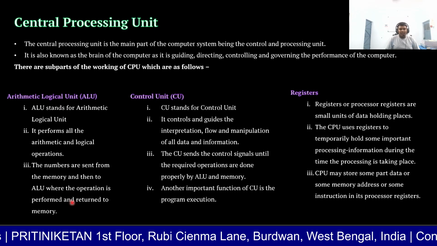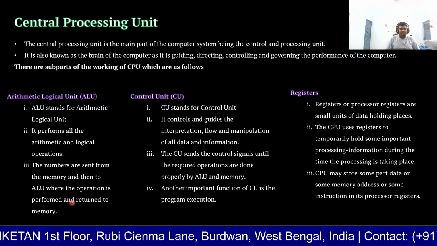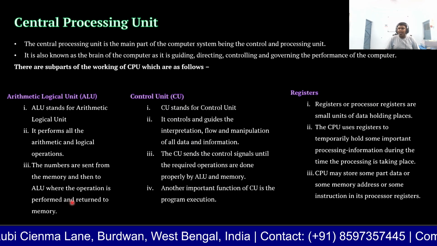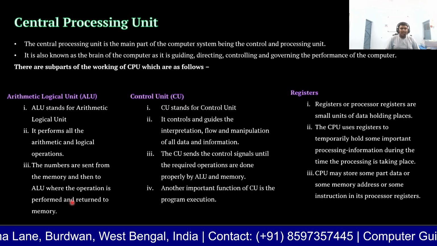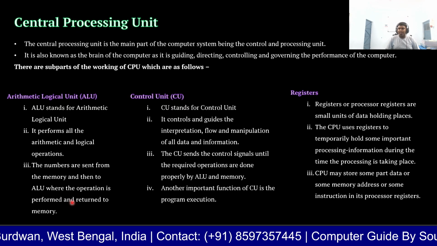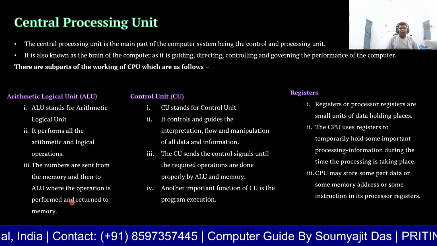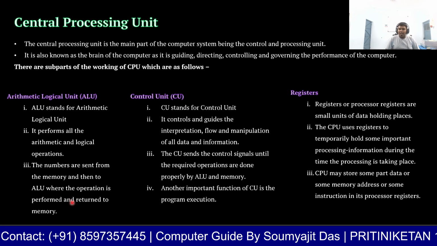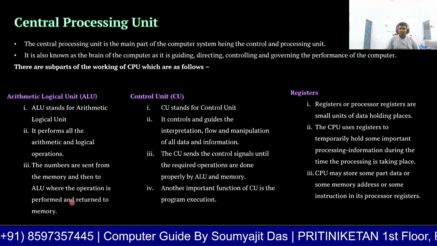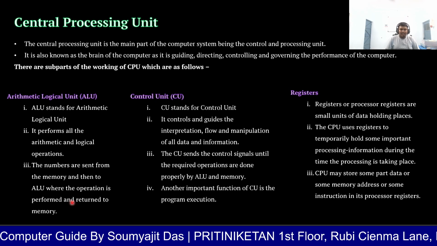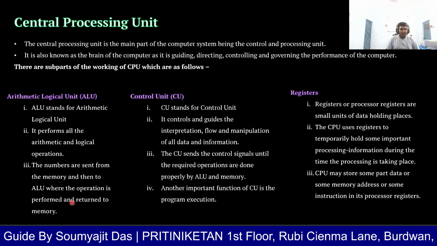Another important function of the CU is program execution. Let's say that we have traffic signals, and there are police present. The police help guide the traffic on the roads to the busy, narrow street. In that same way, the computer also gets help to take particular actions regarding what it wants.